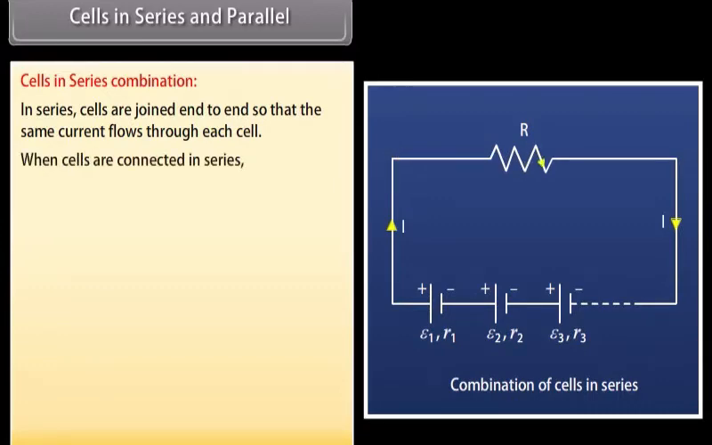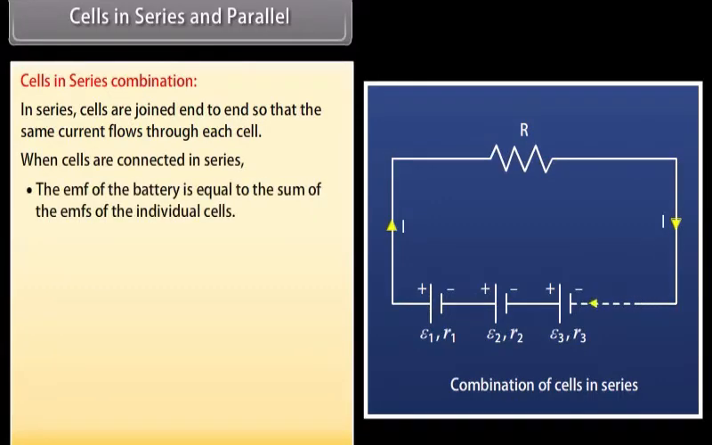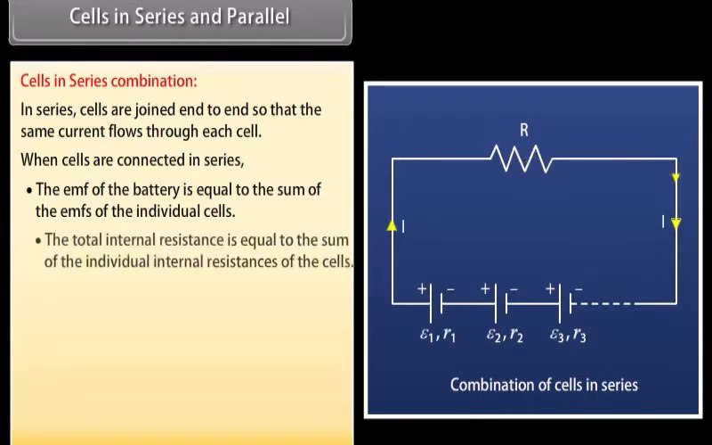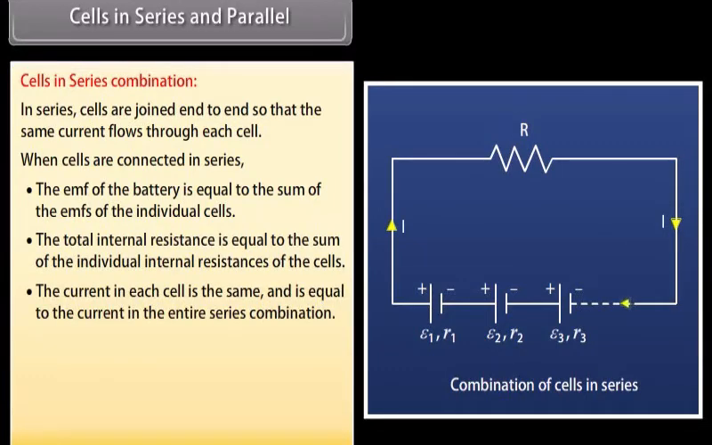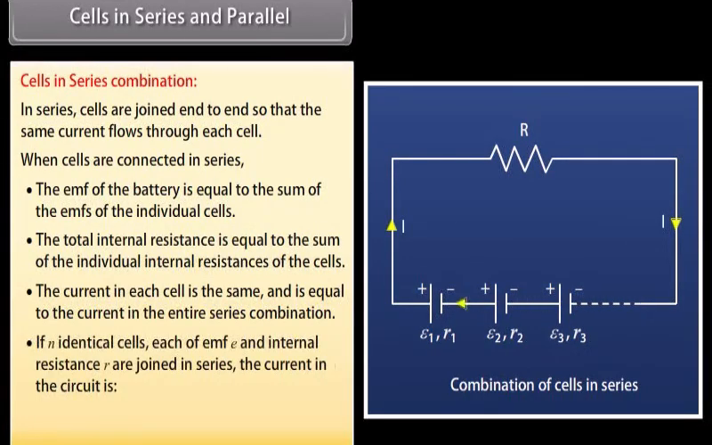When cells are connected in series, the EMF of the battery is equal to the sum of the EMFs of the individual cells. The total internal resistance is equal to the sum of the individual internal resistances of the cells. The current in each cell is the same and is equal to the current in the entire series combination. If n identical cells, each of EMF E and internal resistance R, are joined in series, the current in the circuit is equal to nE divided by (R + nr).